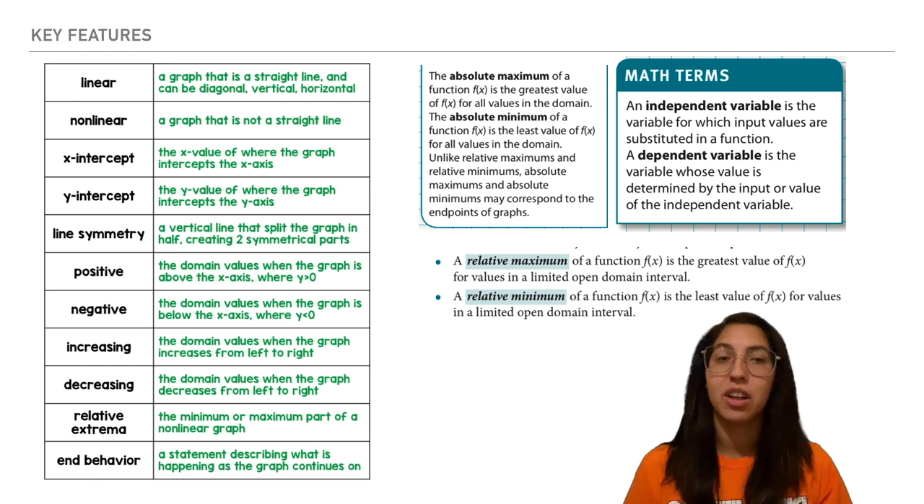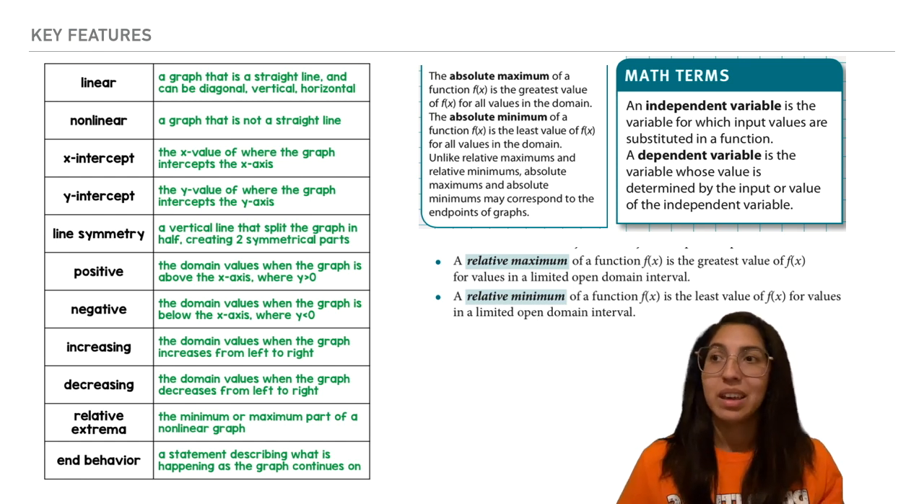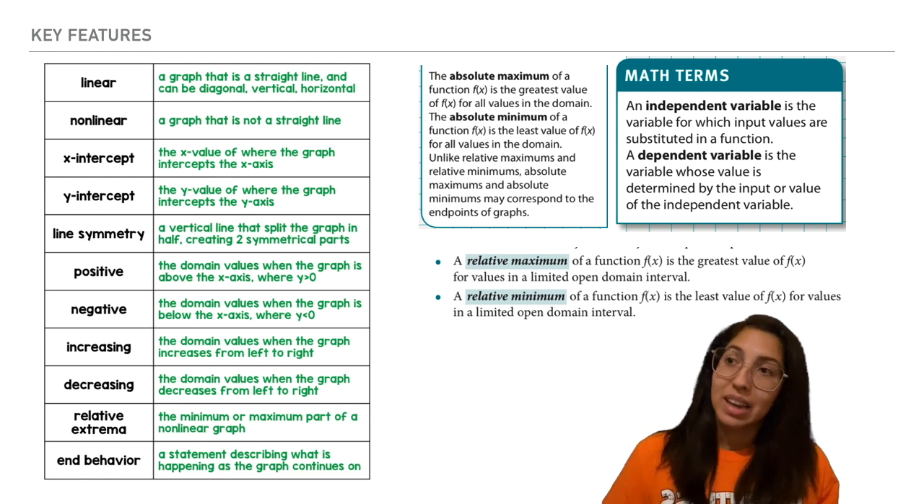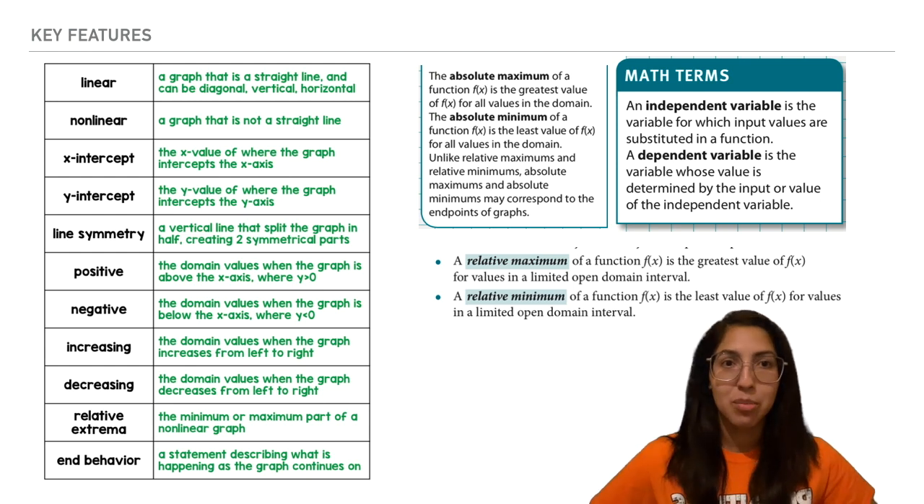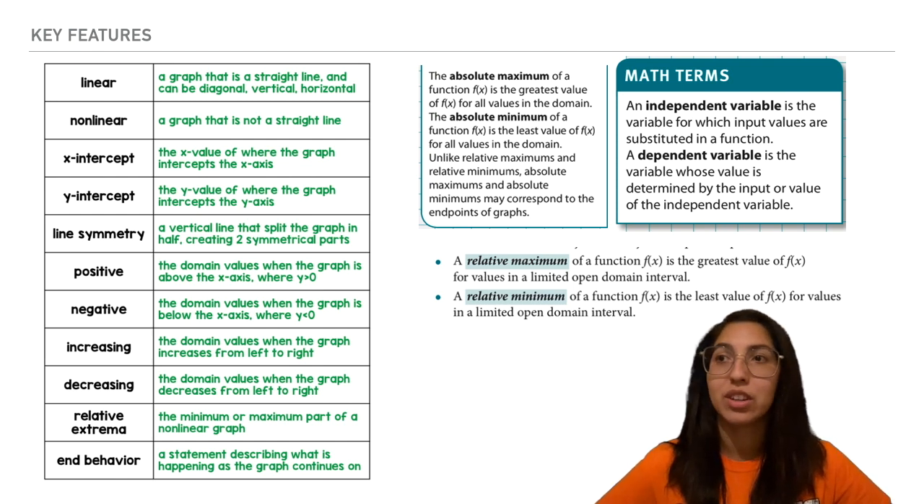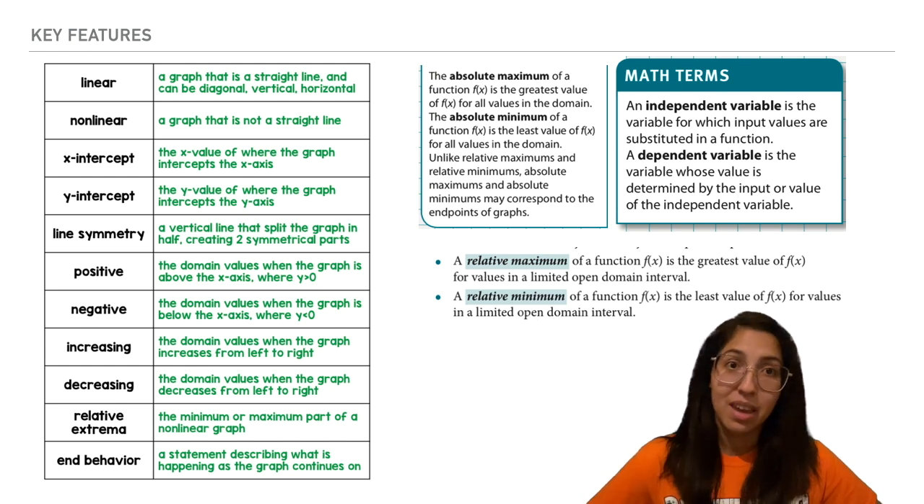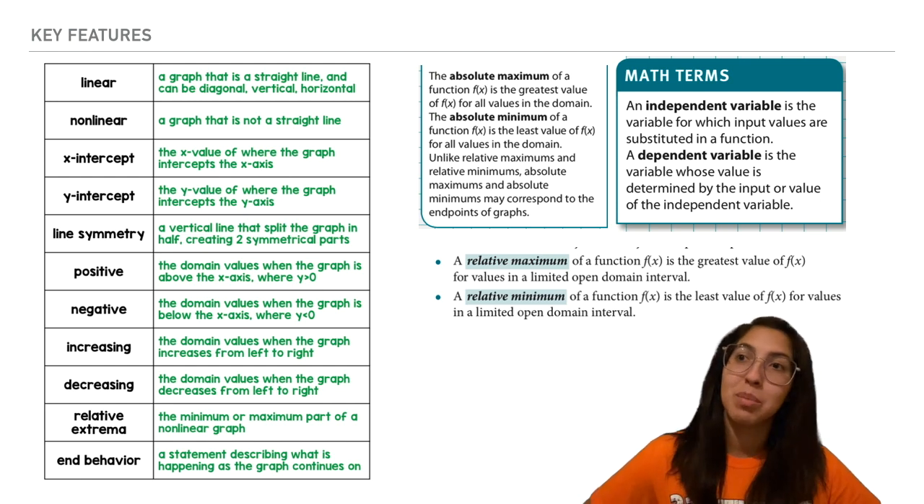So we have linear, nonlinear. So is it a straight line or not? The x-intercept, y-intercept. The y-intercept is where it crosses the y-axis. The x-intercept is where it crosses the x-axis. Line of symmetry. We're not really going to talk about line of symmetry yet. If a graph is positive, if it's negative, if it's increasing, if it's decreasing, the relative extremas, and the end behavior. So what happens after you can't see the graph anymore? With the relative extremas, we have a relative maximum and a relative minimum. Then we have our absolute maximum and absolute minimum.